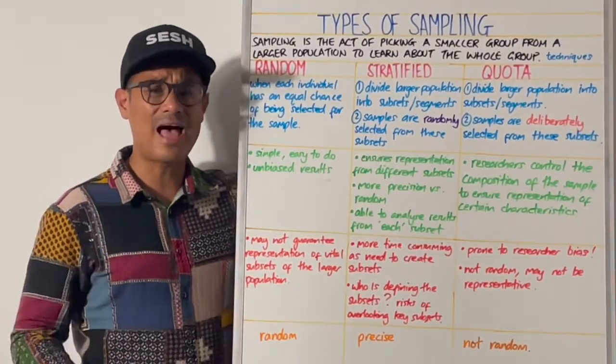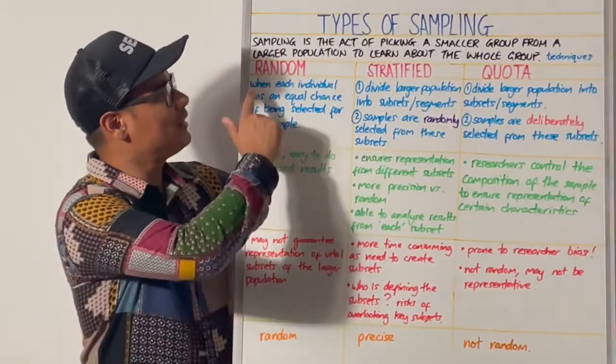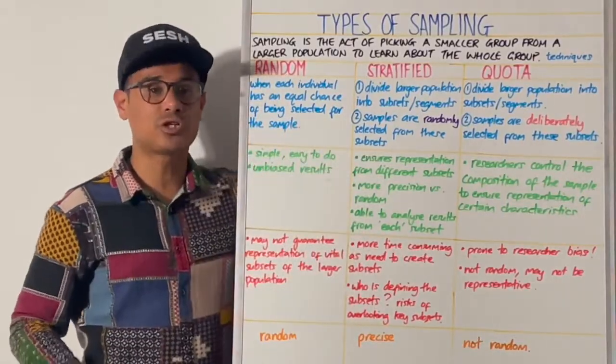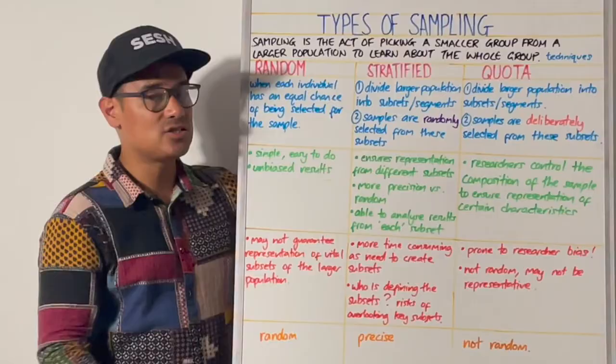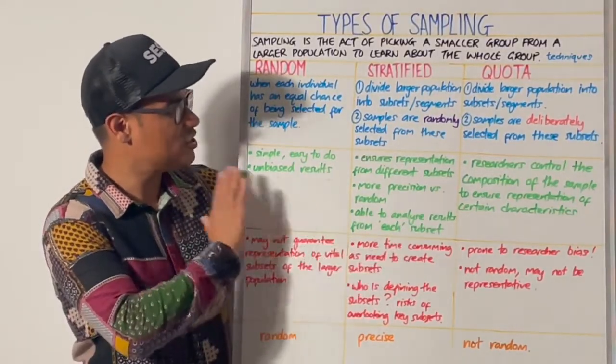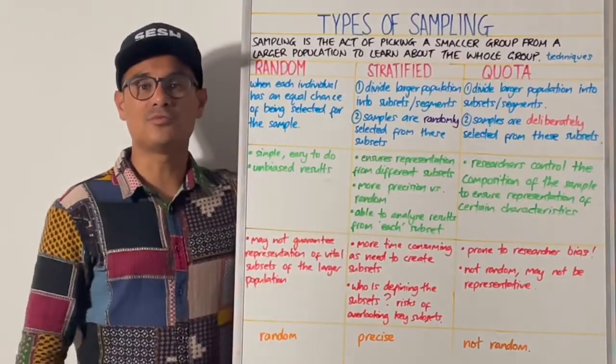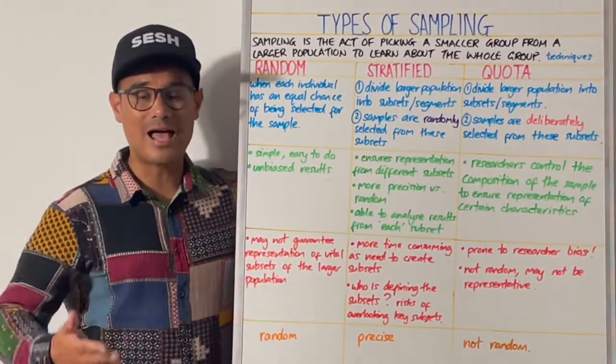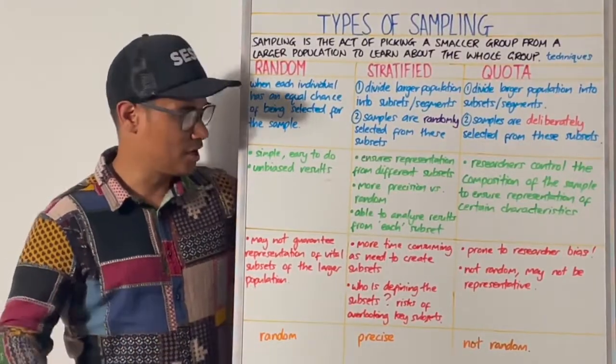The first is random sampling. Random sampling is when each individual has an equal chance of being selected for the sample. Advantages here: it's simple, it's easy to do, and it's going to be unbiased in terms of results because individuals were randomly selected to be in the sample.